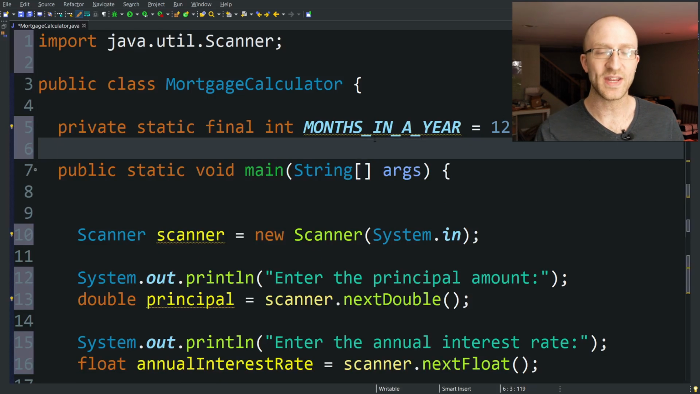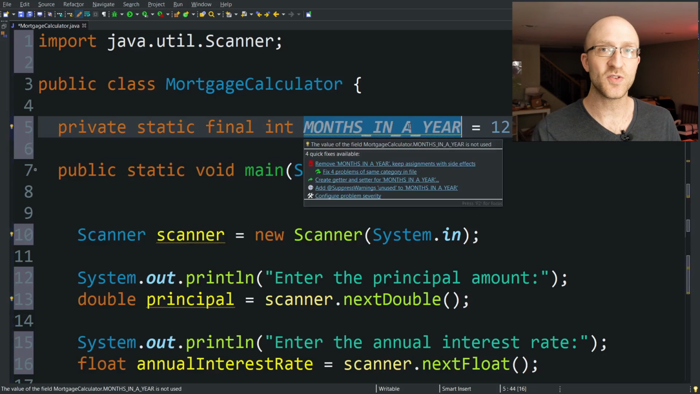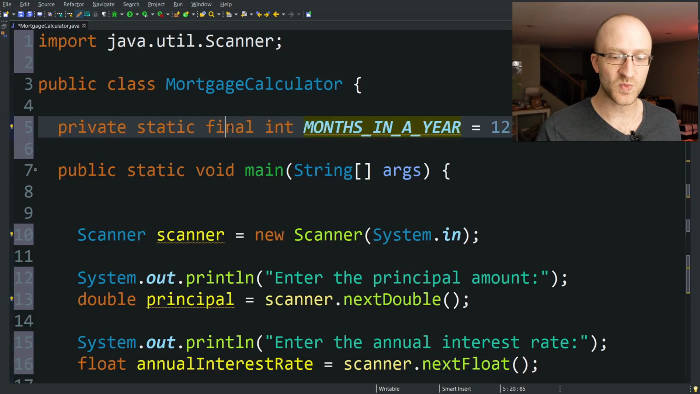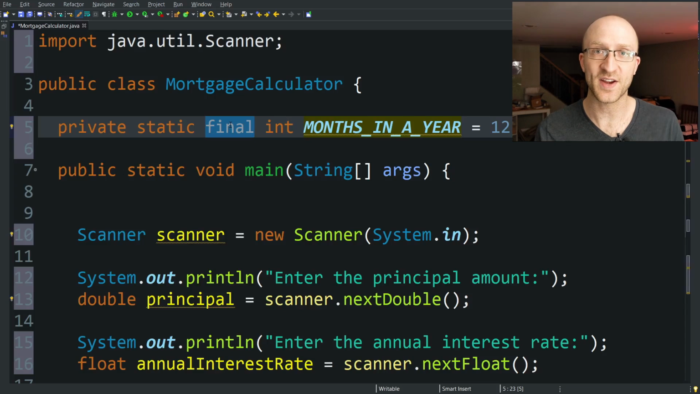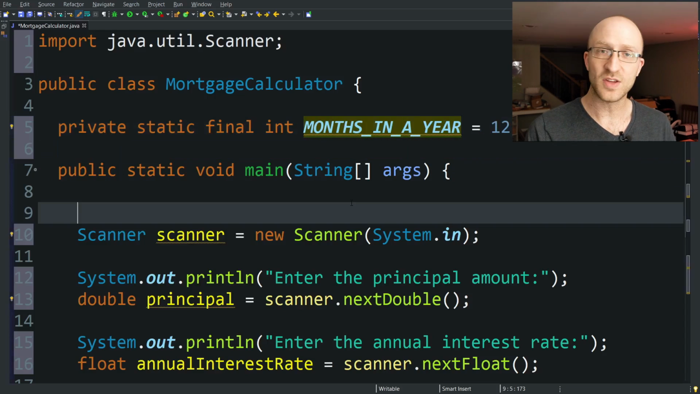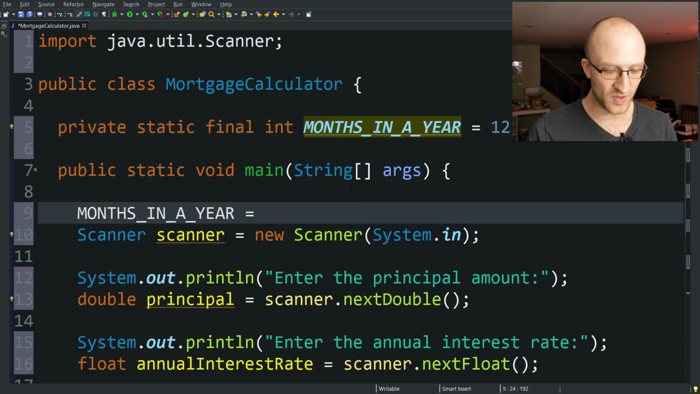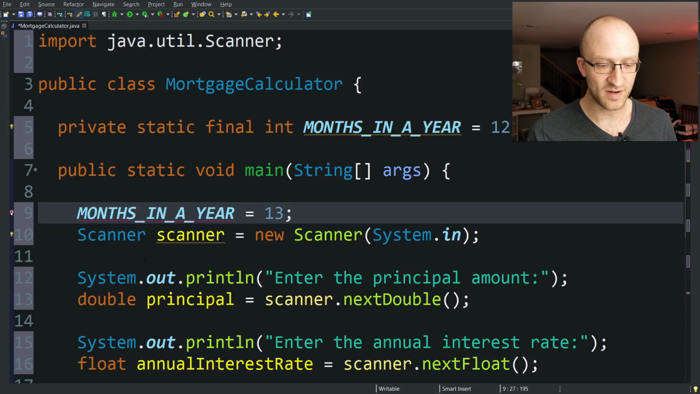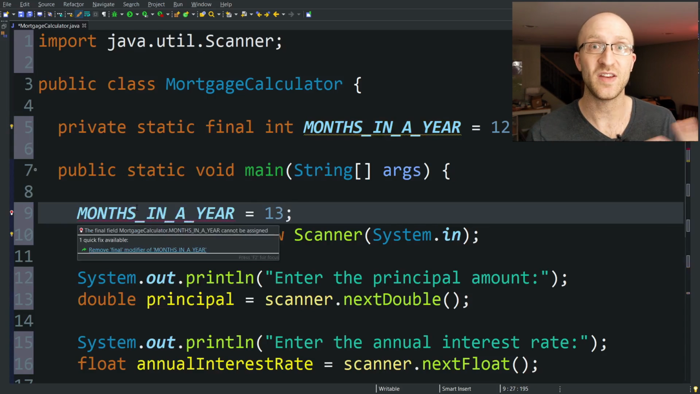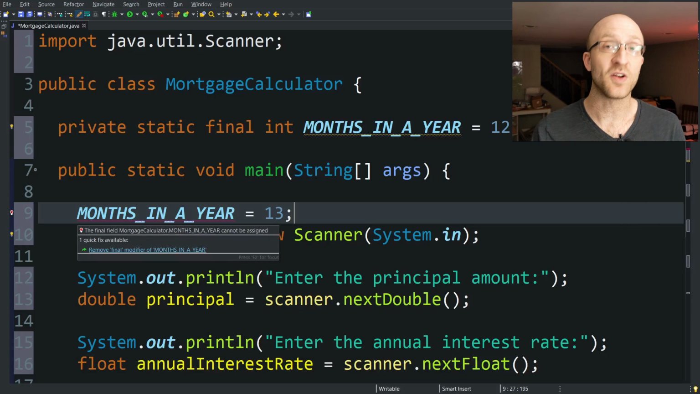So this creates what's called a constant. This months in a year variable can never be changed because we have told Java that this is final. So once we initialize it here to 12, we can't ever set it to anything else. And you can even see what happens if you try to down here in the code. Let's say we try to set it to 13. Java is going to give us a compilation error before we can even run it: final field, months in a year cannot be assigned.